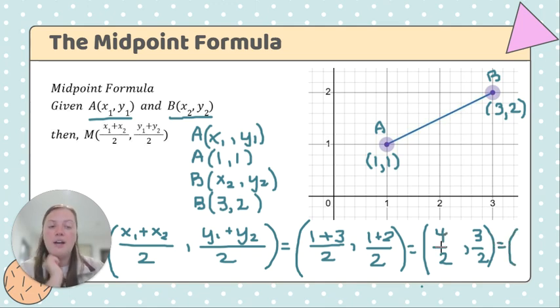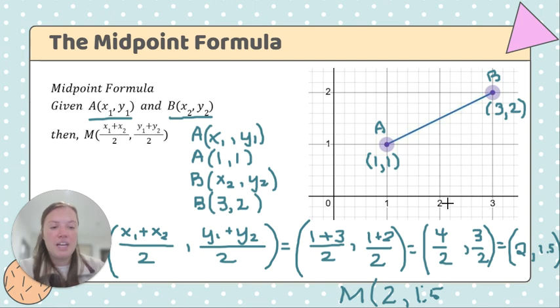So 4, remember fraction line means divide. So 4 divided by 2 is what this is saying. And so that is 2. And then this is saying 3 divided by 2, which is 1.5. Oop, that point is just a smidge over. Let's do that. There we go, 1.5. So that means my midpoint is located at 2, 1.5.